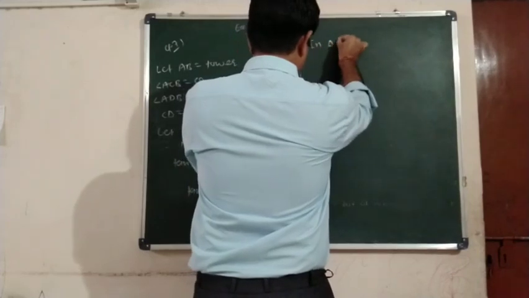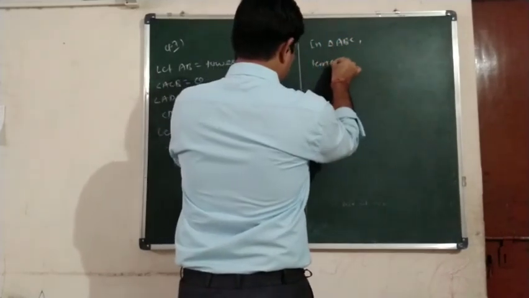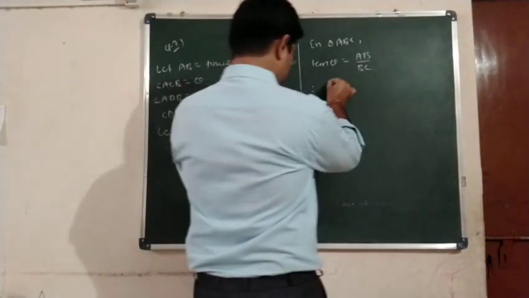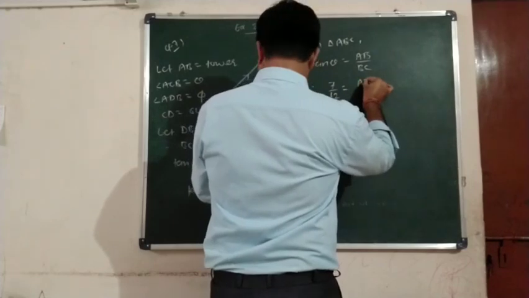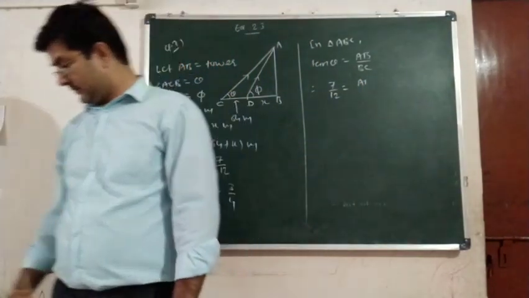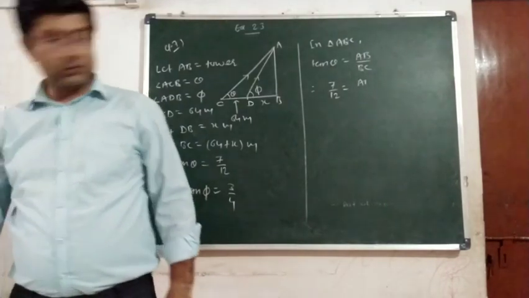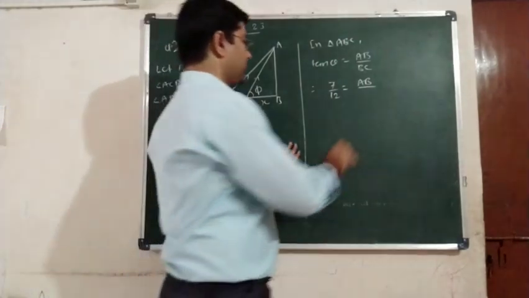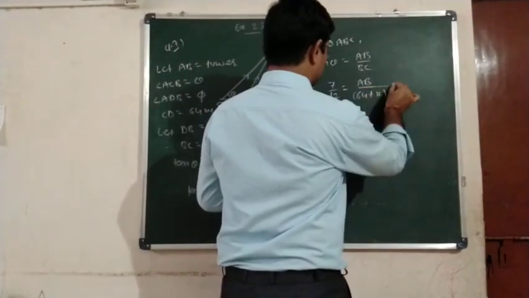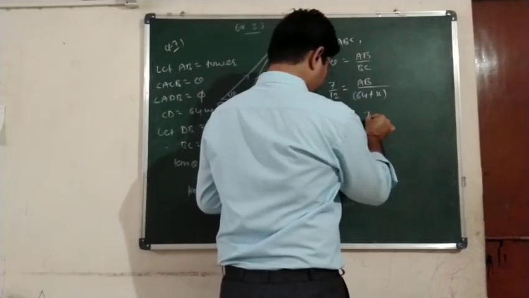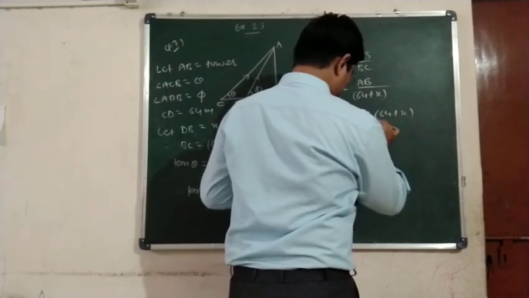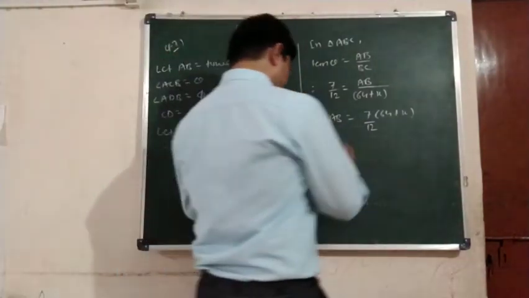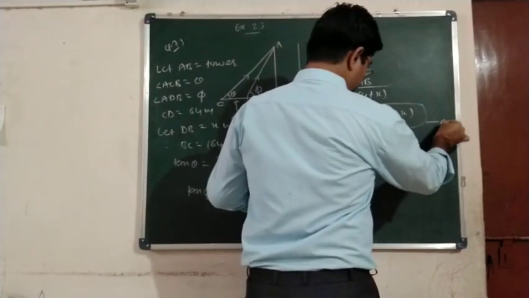First in the bigger triangle, triangle ABC, we will take tan theta equals AB upon BC. Tan theta value is given as 7 by 12. So 7 by 12 is equal to AB upon BC. AB is not given, so keep it as it is. What is BC? 64 plus x, and therefore AB is equal to 7 upon 12 multiplied by 64 plus x. Clear? Keep this as it is. Say this is result number 1.